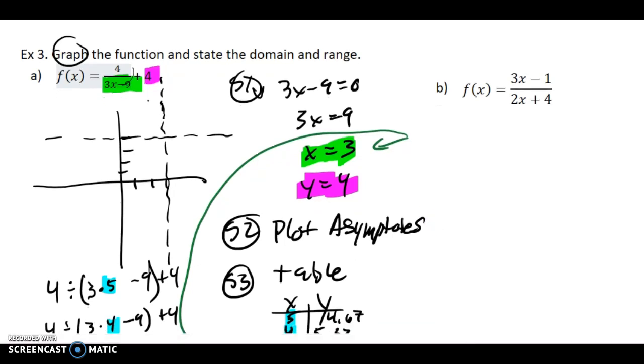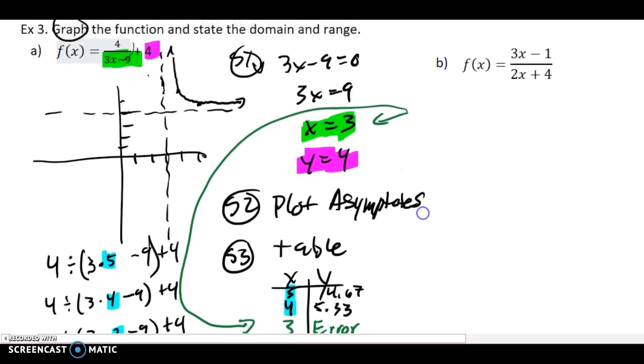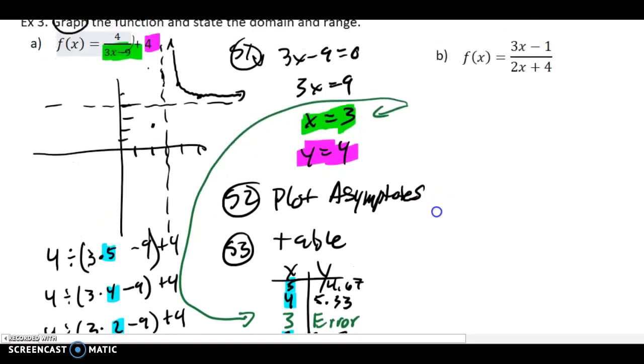So 5 and 4.67. So 1, 2, 3, 4, 5. 4.67 would be about right there. 4 and 5.33 would be about right here. We have our graph. Now if you just guessed, you could probably get that same shape. Same thing over here. We have 2 and 2.67. So 2 and 2.67. And 1, and it'll be bigger, 3.33.